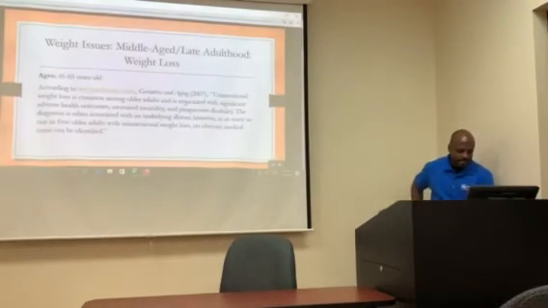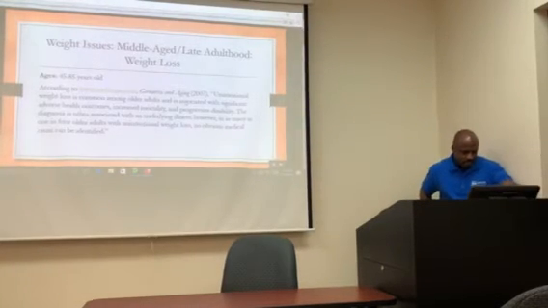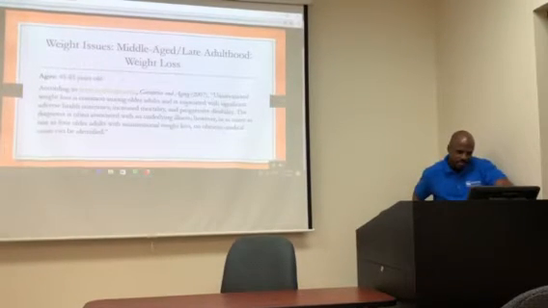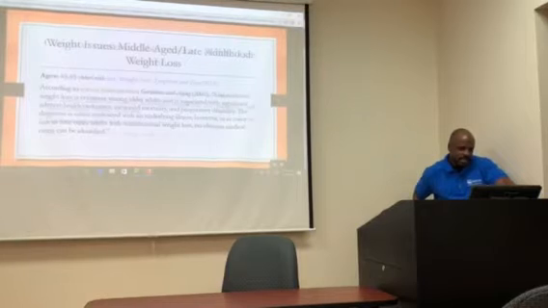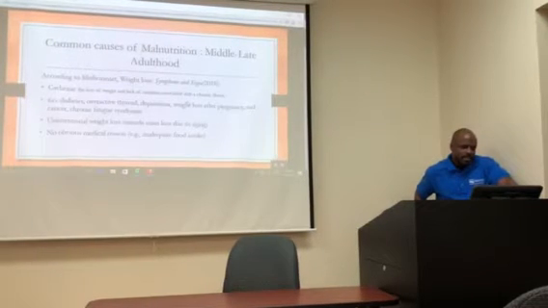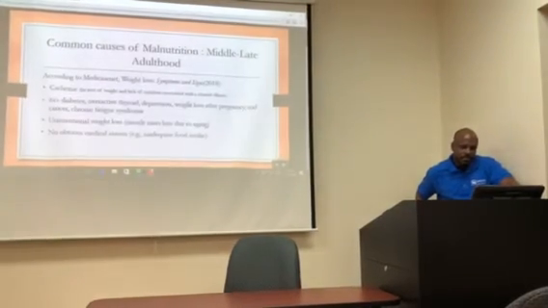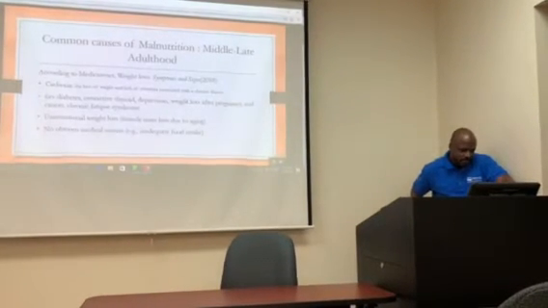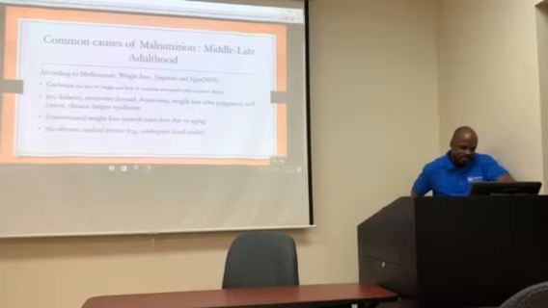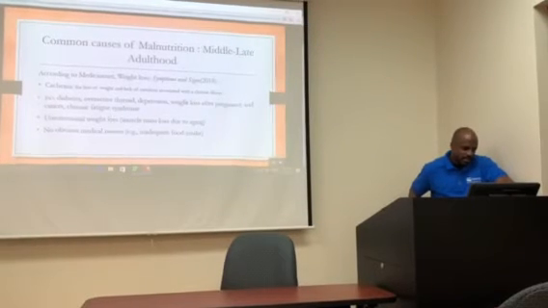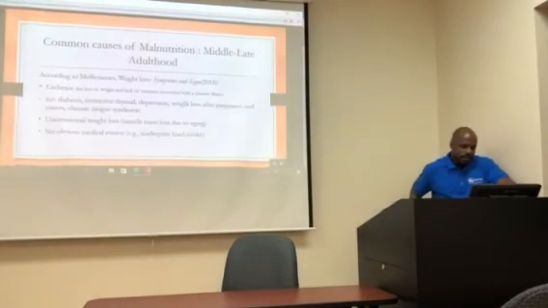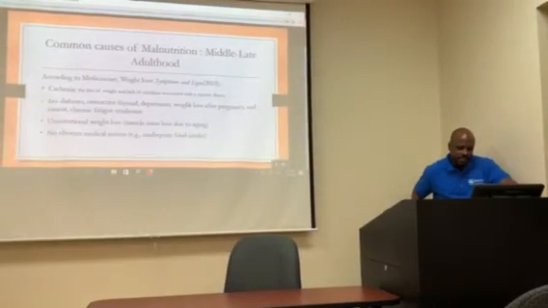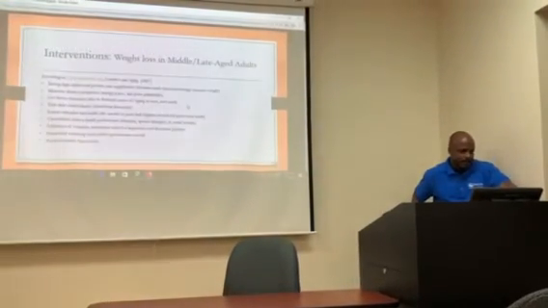According to Medscape.com, unintentional weight loss is common among older adults and is associated with significant adverse health outcomes. Common causes of malnutrition in late adults would be cachexia, the loss of weight and lack of nutrition associated with a chronic illness. Examples: diabetes, overactive thyroid, depression, weight loss after pregnancy.